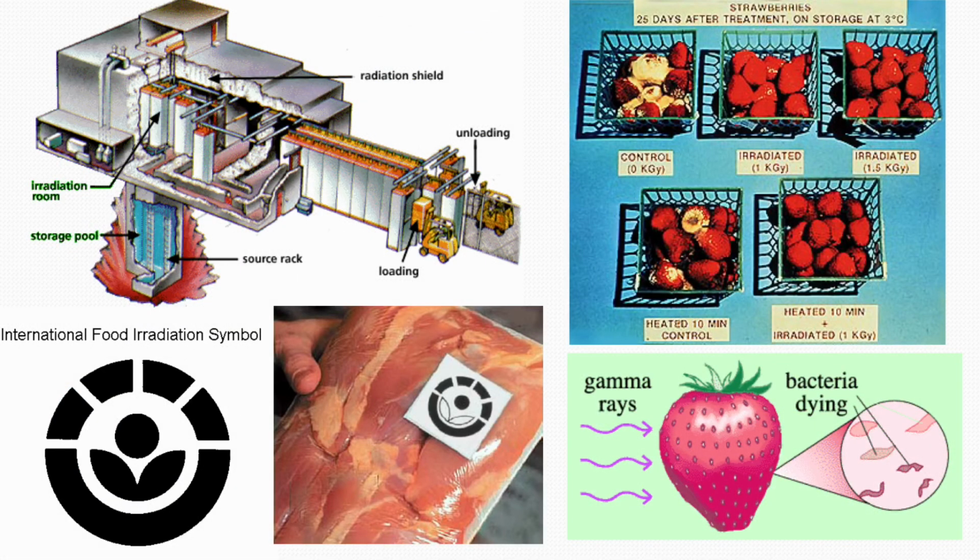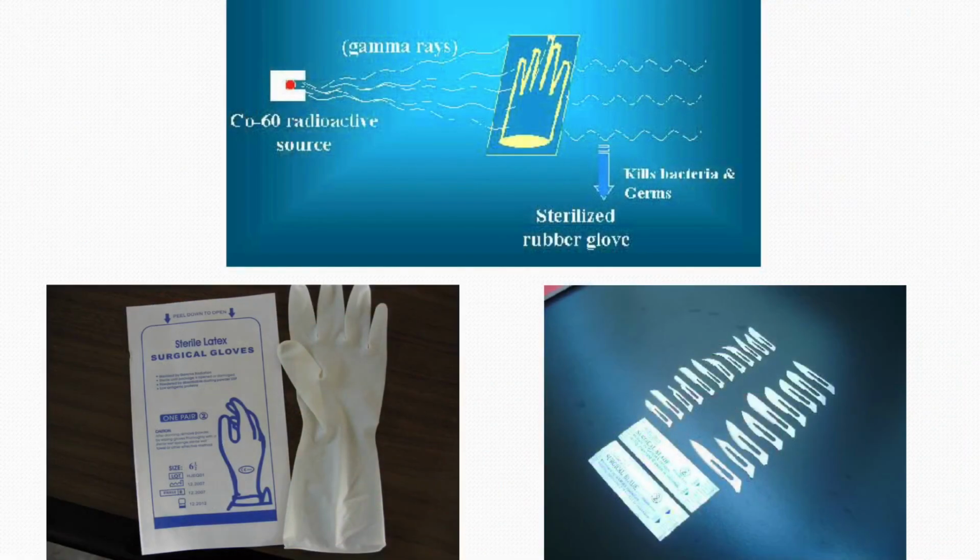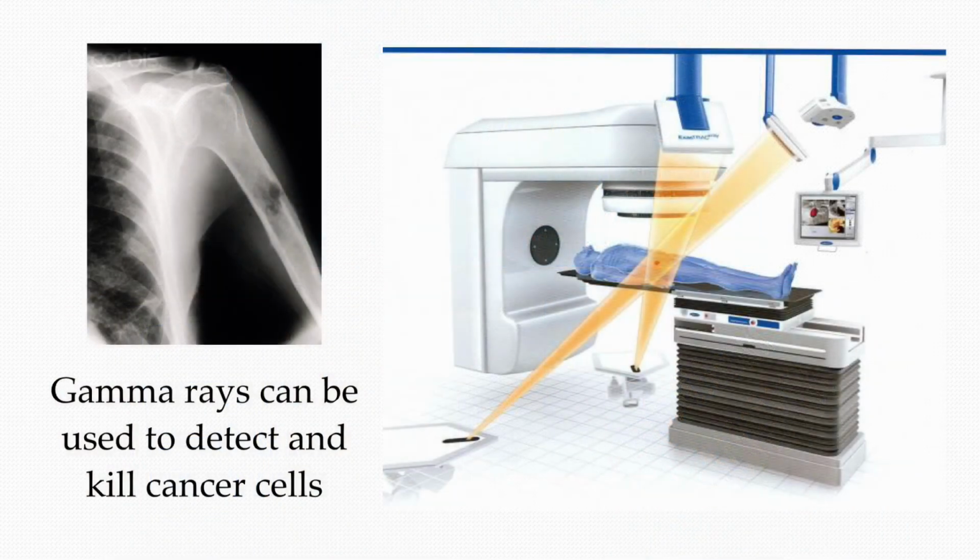Gamma rays pass through food and will kill any of the bacteria that's still alive on the food, thus allowing it to survive longer before it goes off. The same principle is used for sterilising medical equipment. New medical equipment is packaged in a sealed airtight container and then bombarded with gamma radiation to kill any bacteria inside. Gamma rays can also be used to detect and kill cancer, which is something that we're going to investigate in a lot more detail in the topic of radiation.